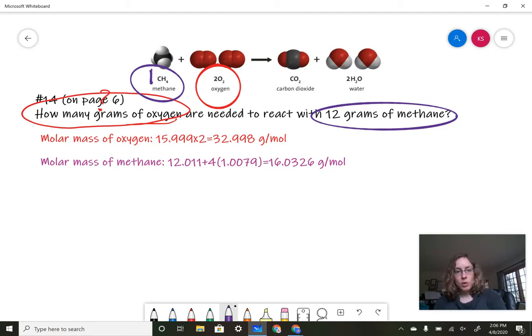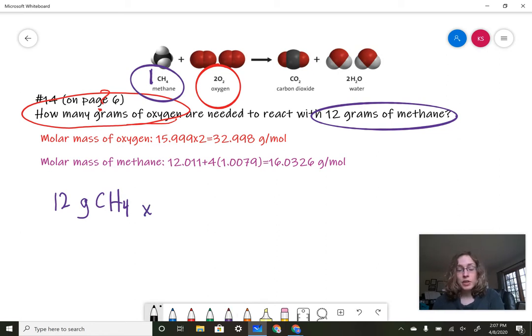So I am going to start with my given over here on the left, 12 grams methane. One of the most common ways that people make mistakes when they solve stoichiometry problems is by not writing the units and the chemical substances. So when you write your work, you have to write it like this so that you can keep track of your units. Otherwise, you're very likely to make mistakes and write the wrong thing in the numerator or the denominator. So I'm going to start with 12 grams of CH4.